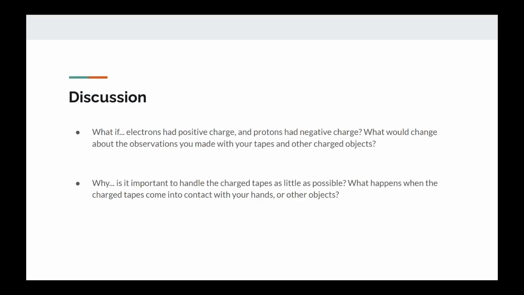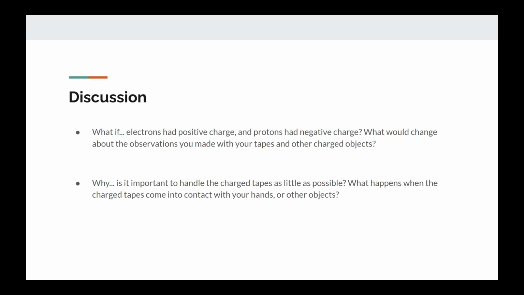Further questions that should be answered include, what if electrons had positive charge and protons had negative charge? If this happened, the observations should be exactly the same, because everything that is charged positive will now become equally charged negative, and everything charged negative will be equally charged positive, and the magnitude of these two results would end up being the same.